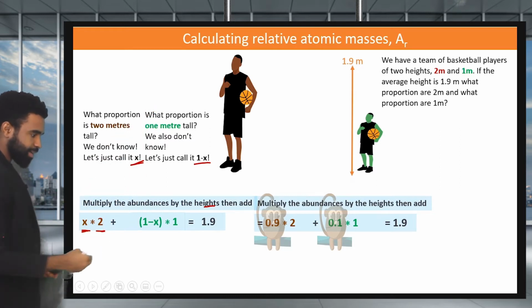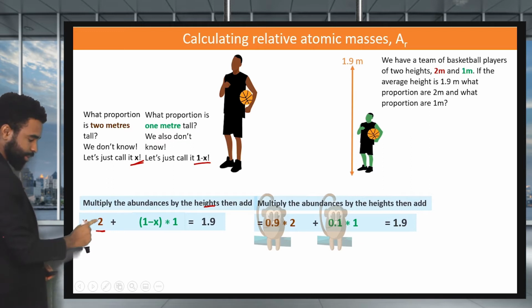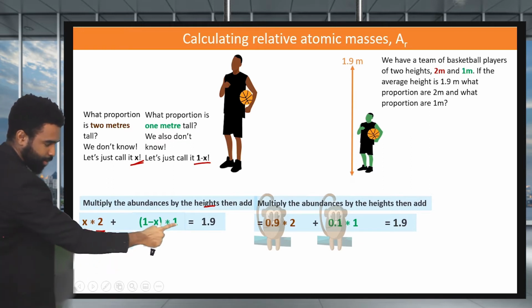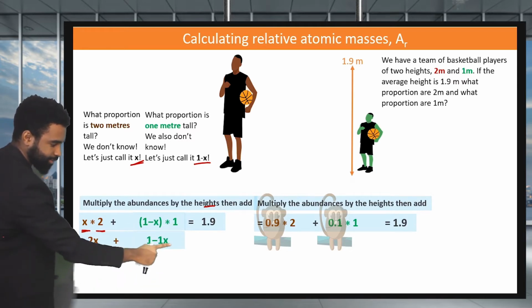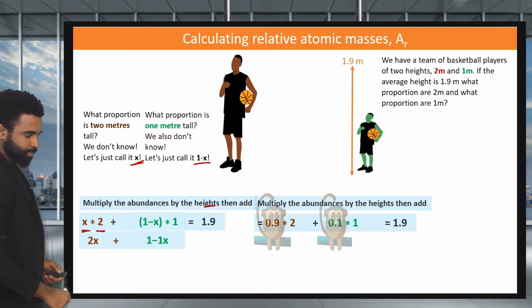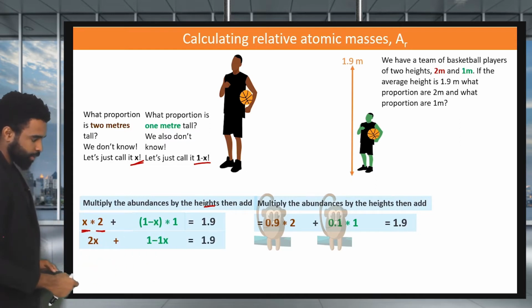So now we just do the math. Now this is the middle school math problem. So we have 2 times x gives us 2x. Plus here, we need to multiply 1 times 1, which will give us what? 1. And 1 times minus x gives us minus 1x. And that's equal to 1.9. What do we do next?